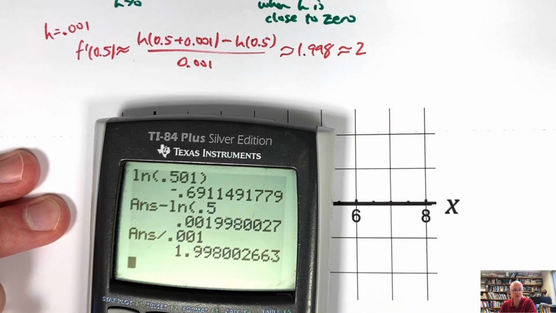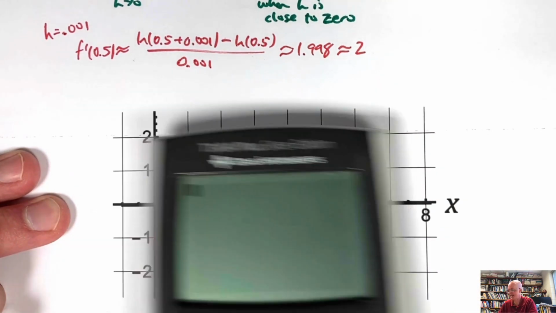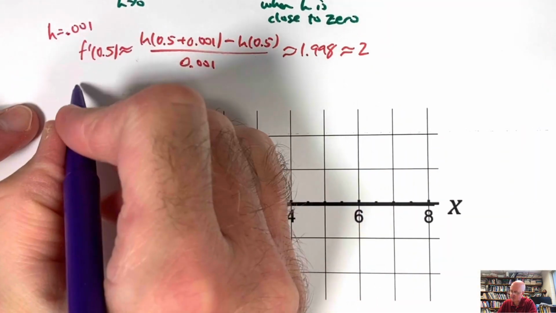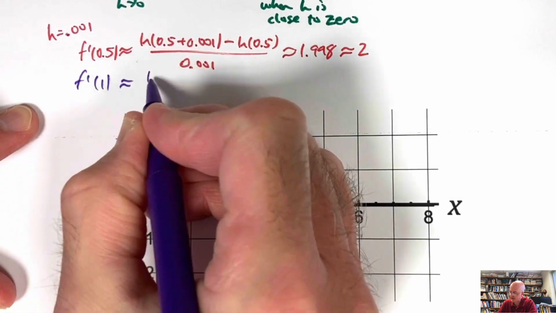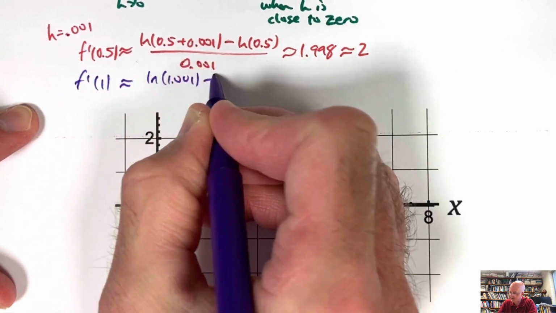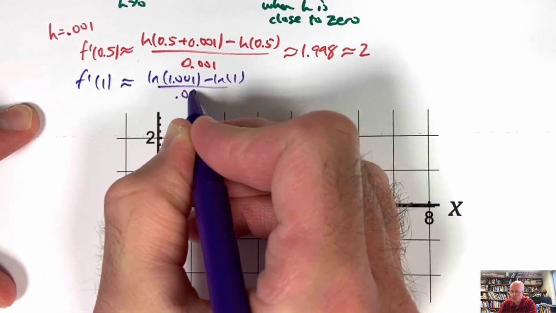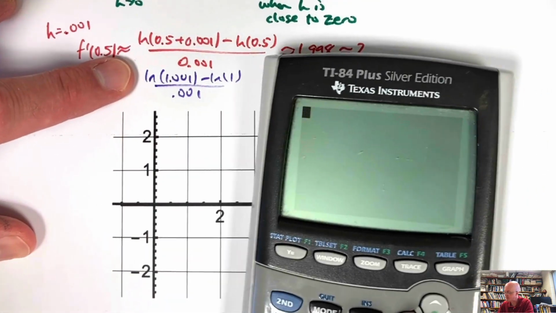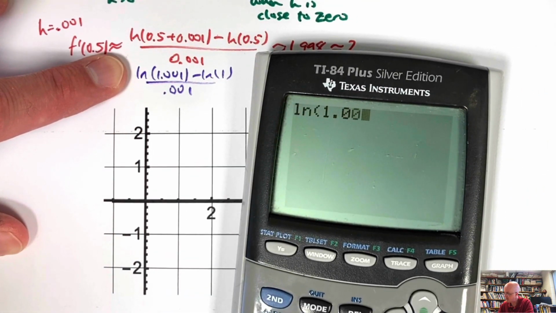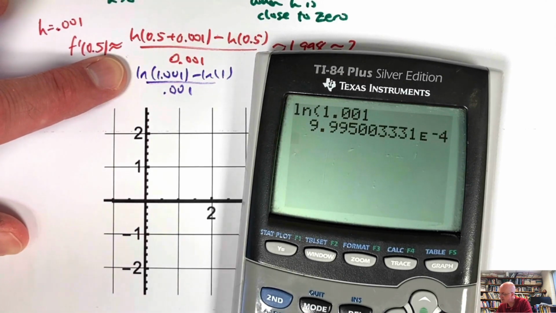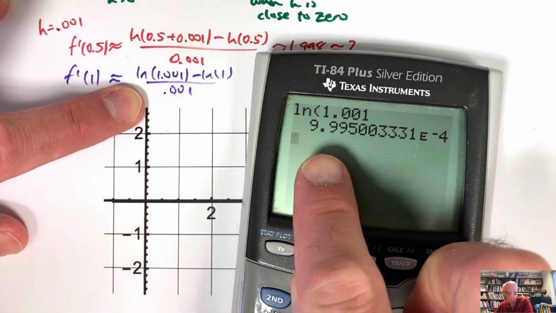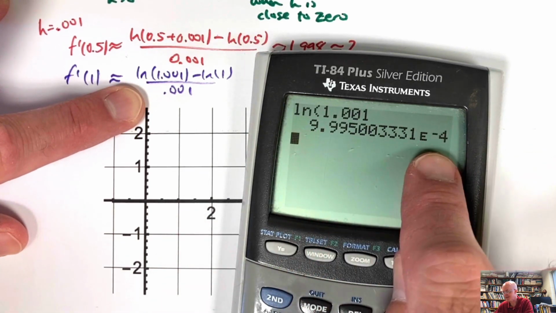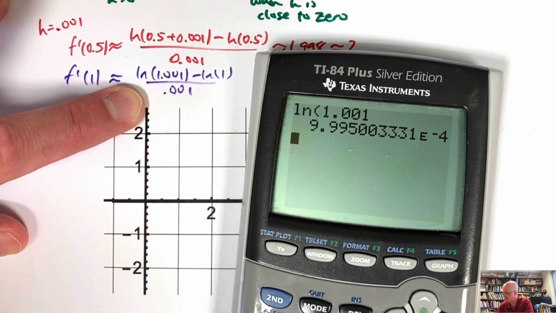Is the derivative exactly 2? It does turn out to be exactly 2, though this is no proof. F prime of 1 will be approximately ln of 1.001 minus ln of 1, all divided by 0.001. ln of 1 is 0, so this is a number slightly bigger than 0, divided by another number slightly bigger than 0. This rounds to 0.001. This is scientific notation here, 9.995 times 10 to the negative 4. It's very close to 0.001.